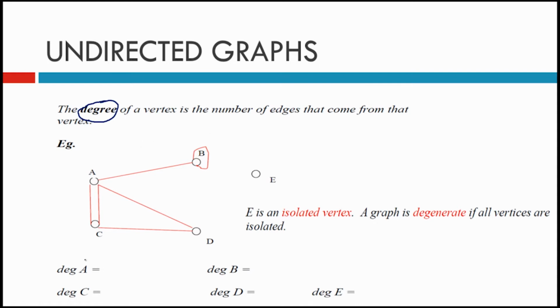With this example, we're looking at the degree of a vertex, which is the number of edges that come from that vertex. So having a look, now down here we've got the degree of A, degree of B, but we need brackets around the A, the B, the C and so on. So make sure that we put the brackets around it. If there are no brackets, then it is incorrect.